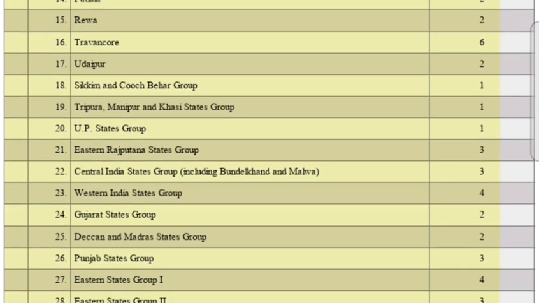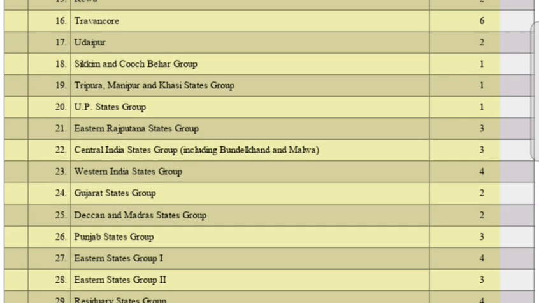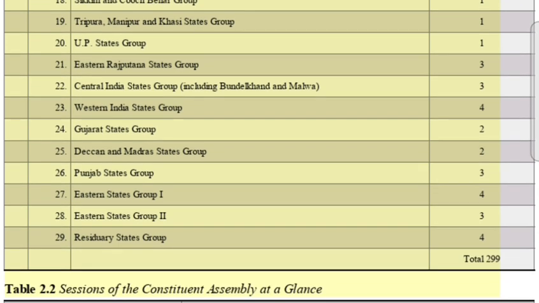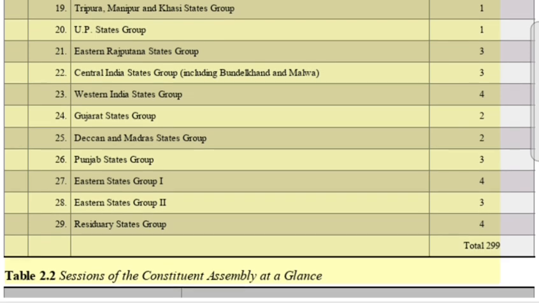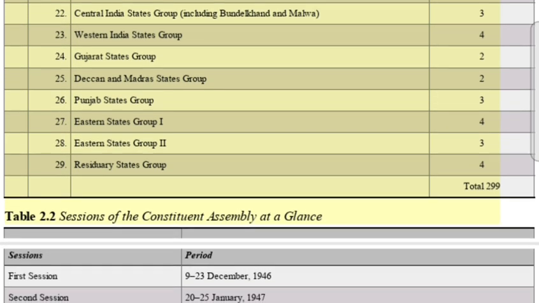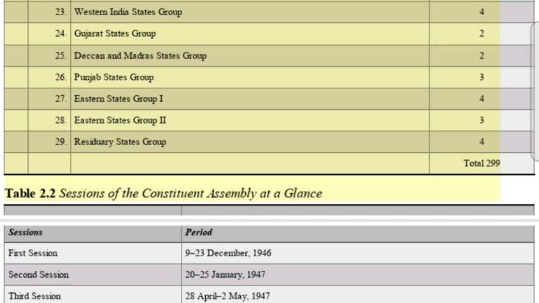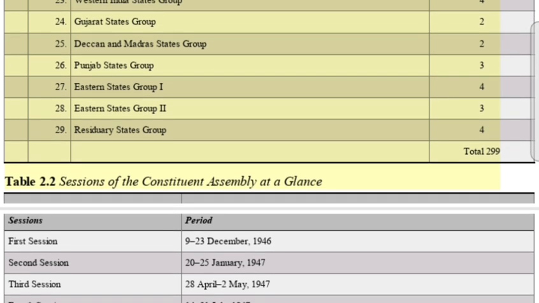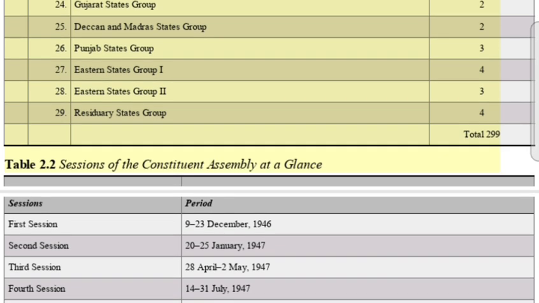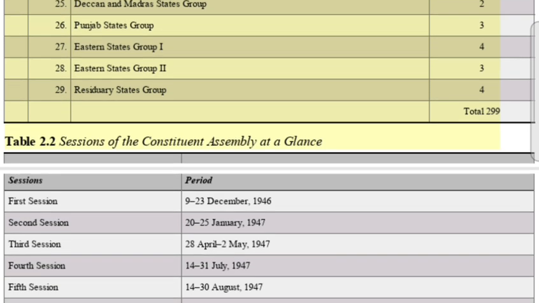19. Tripura, Manipur and Khasi States Group 1. 20. UP States Group 1. 21. Eastern Rajputana States Group 3. 22. Central India States Group, including Bundelkhand and Malwa, 3. 23. Western India States Group 4. 24. Gujarat States Group 2. 25. Deccan and Madras States Group 2. 26. Punjab States Group 3. 27. Eastern States Group 1, 4. 28. Eastern States Group 2, 3. 29. Residuary States Group 4. Total 299.